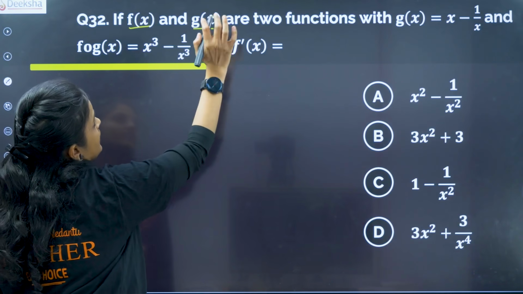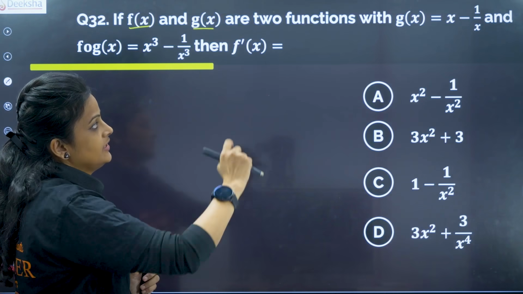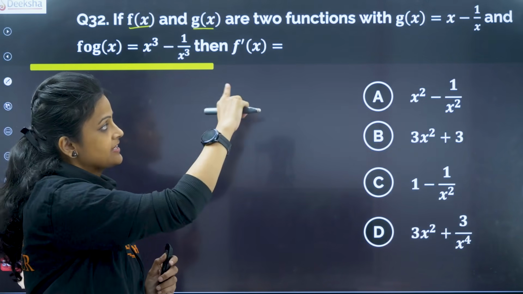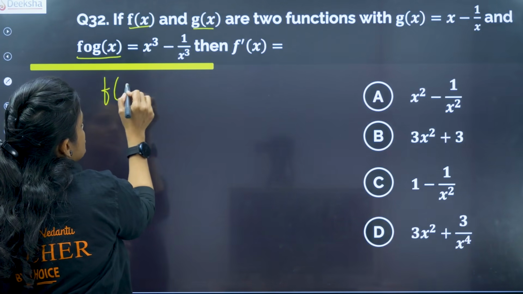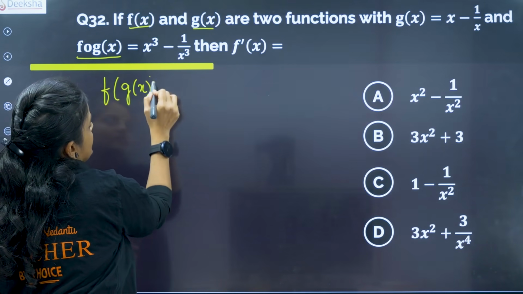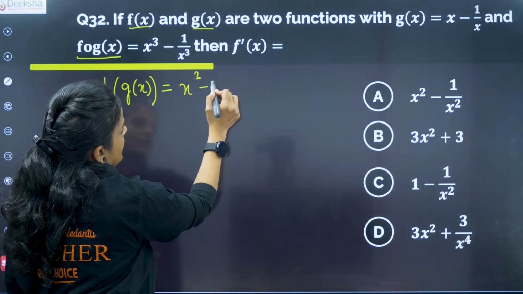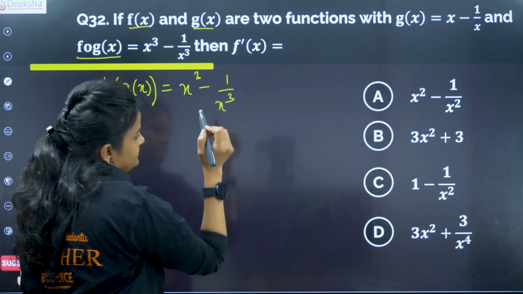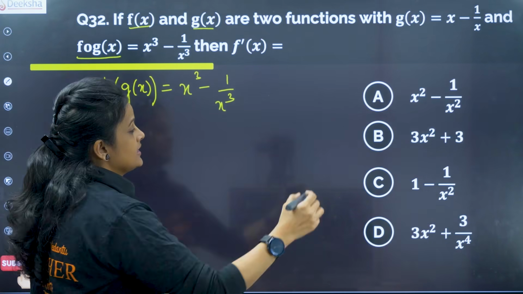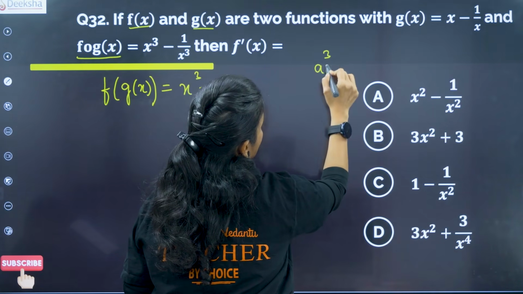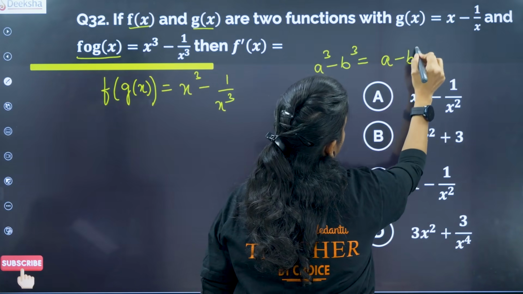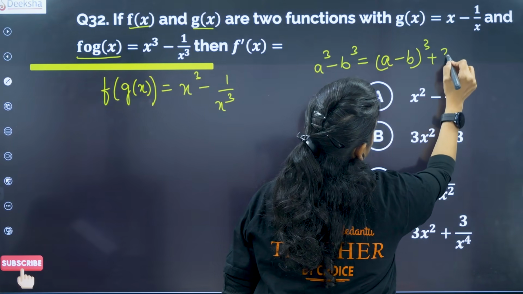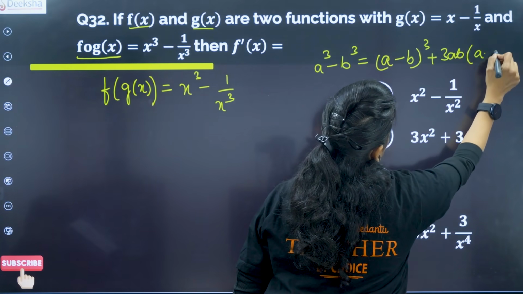f of x and g of x, two functions they have given. The g of x function is given as x minus 1 by x. The composition function f of g of x they have given as x cube minus 1 by x cube. In which form is this? It is in the form of a cube minus b cube. So can you write the formula for this? a minus b whole cube plus 3ab into a minus b.